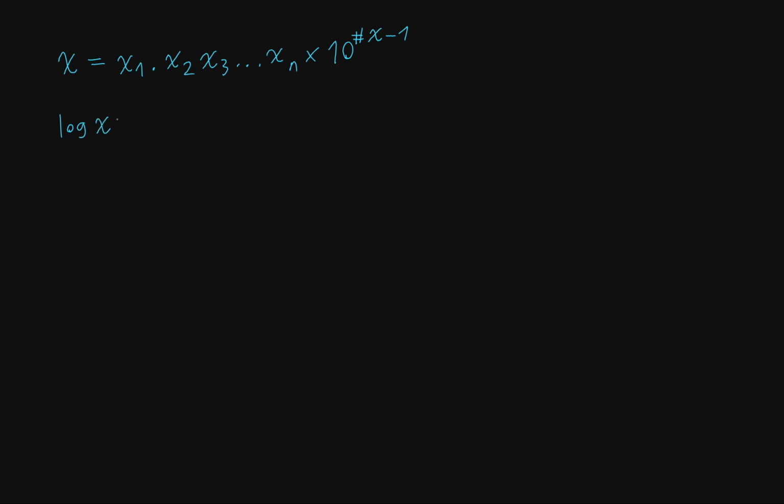So we're going to have log base 10 of x is equal to log base 10 of, now we have this part, x1 dot x2, x3, all the way to xn. And now, again, because of the product rule for logarithms, it becomes a sum. And then we also have 10 to some power, right? And so that basically comes out. So what we get is then just plus digit count of x minus 1.